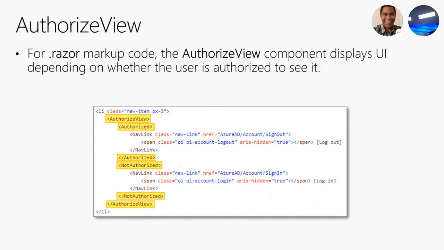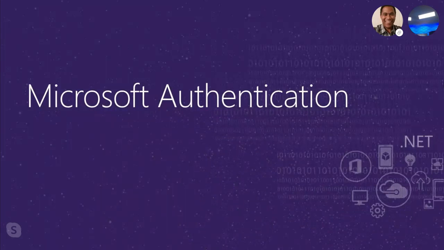The authorized view component, this is used in your Razor markup, and it's a very simple thing where you just have your authorized view component, you have your template, authorized template, not authorized template. Obviously what's shown in the authorized template only shows when the person's logged in, and not authorized, the opposite. Okay, so let's dive into some examples. So I'll first show some slides and then I'll show it to you live.